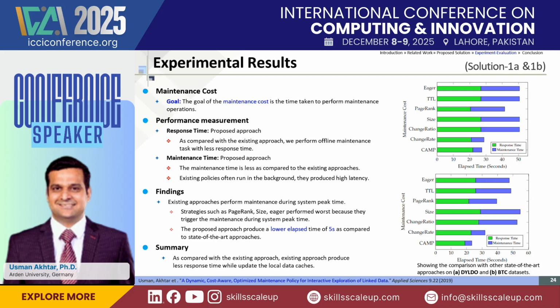Now let's discuss the maintenance cost, which refers to the time and the resources required to keep this cache up to date. Our approach significantly reduced the maintenance time compared to the existing approaches. Strategies like page rank and size basically show poor performance in this diagram. In contrast, with our system we reduce the impact on performance. As a result of our approach, we achieve a lower time of just 5 seconds as compared to the much higher time for the existing approaches. So by reducing the maintenance time, what will be the impact? We improve both the performance and the scalability of a system, making it ideal for data-intensive applications or real-world applications.